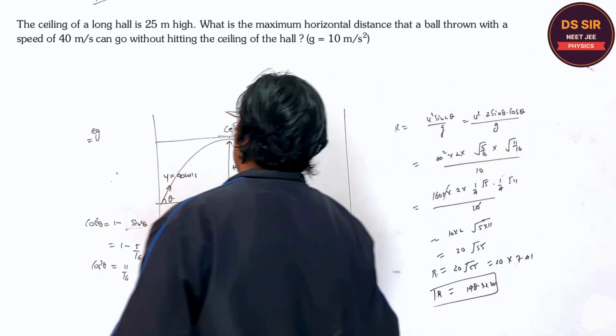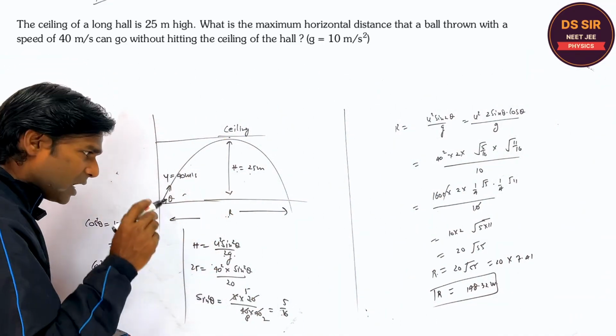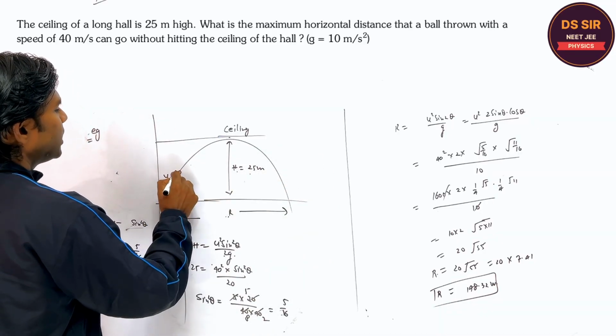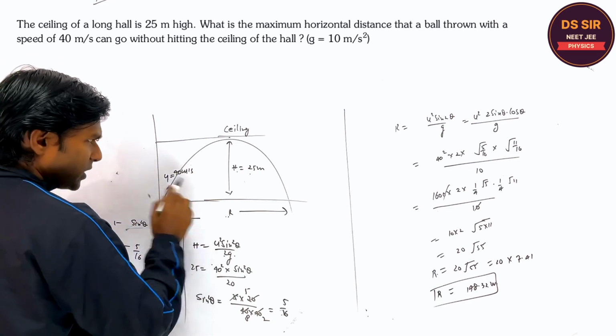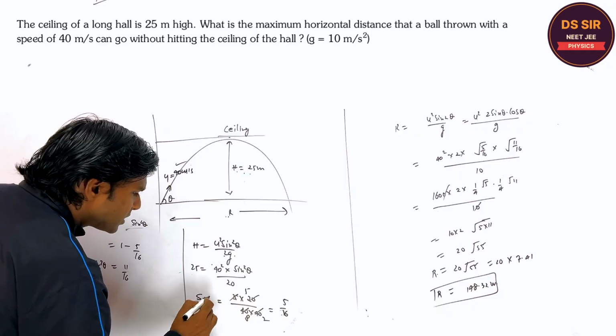So this is the question. Here the maximum height is given, the maximum range is asked. In this case, what will be the maximum range? The speed by which it is thrown is 40 meter per second. So first, using this range and the speed, we will find the angle and the sine square theta.